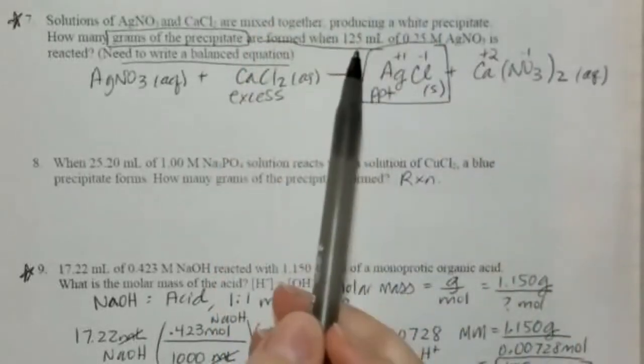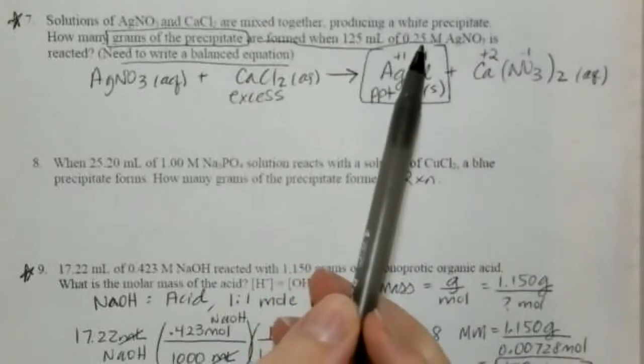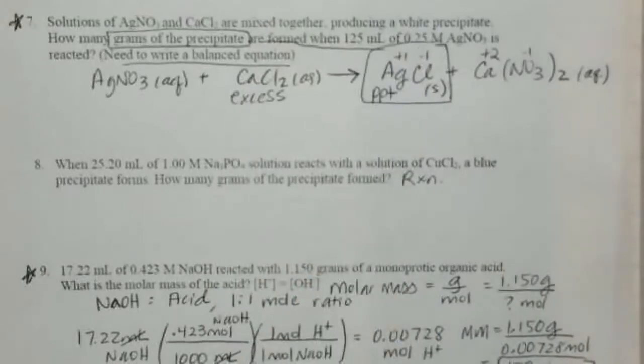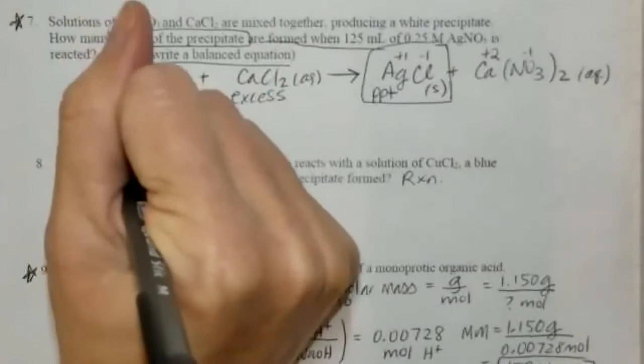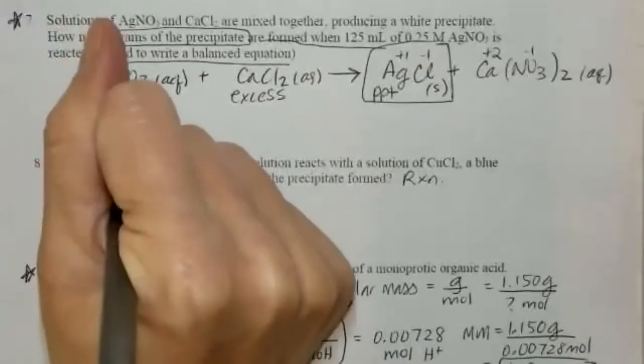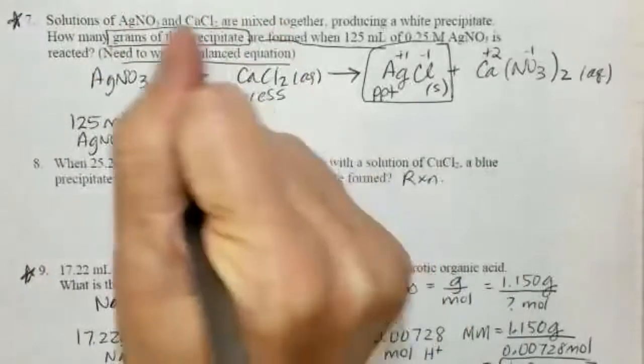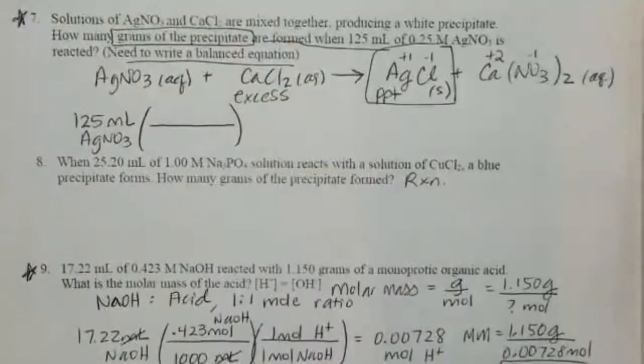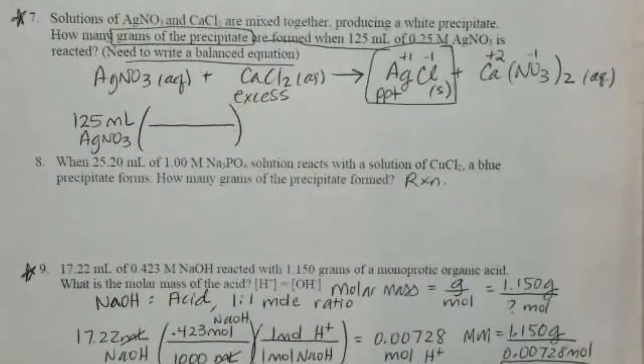And I've got a volume of silver nitrate and a molarity. And like we talked about at the beginning, we always start with a volume. So we have 125 milliliters, and we're starting with silver nitrate. Now, as we talked about, molarity is the conversion factor for solutions, right? That is our way to get to moles.